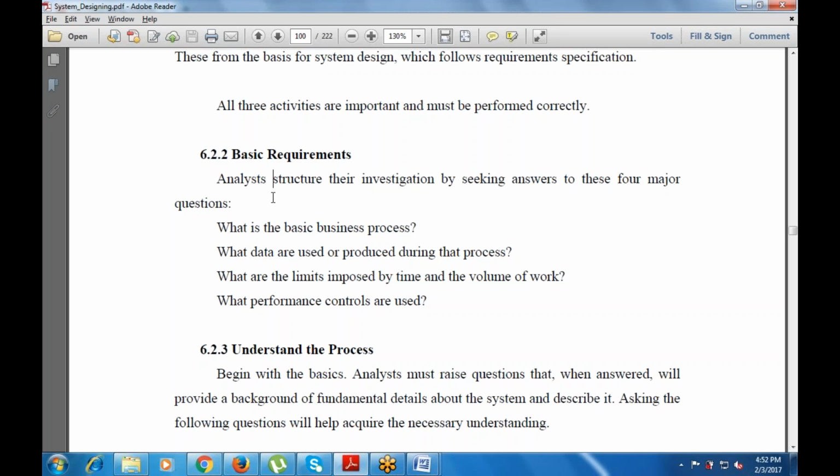Then, what are the various limits imposed by the time and the volume of the work? Then, what performance controls are used? What are the various performance controls required with the basic requirements? Once the basic requirements are done, then understand the process. What is the process that is going on? For example, I'm talking about system development, which will be used for understanding the process.